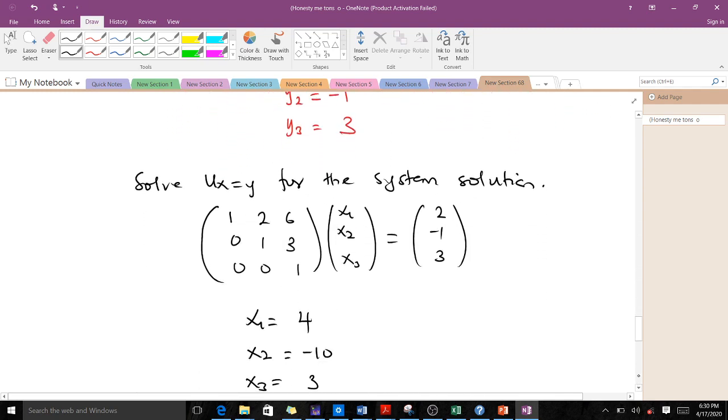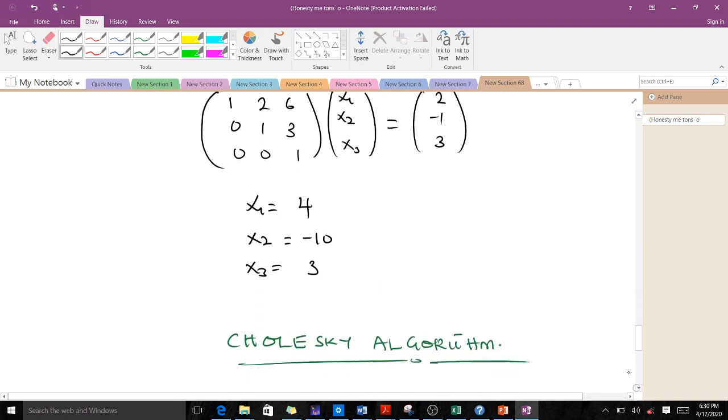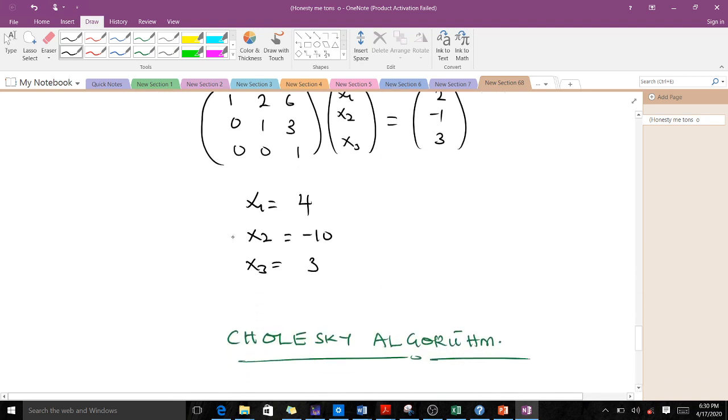So when we are done, then we solve Ux equals y for the system solution. So this is our upper triangular matrix, these are our x's that we are solving for, and this is our y which we just computed here. When you solve this one too, you know your matrix here has already been reduced for you, so there is no need for you to use Gaussian elimination because it's already in upper triangular form. So when you do it, you get your x1 to be 4, x2 to be -10, and x3 to be 3. So this happens to be the solution to our system.